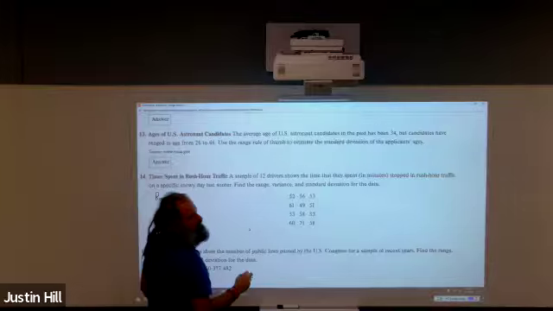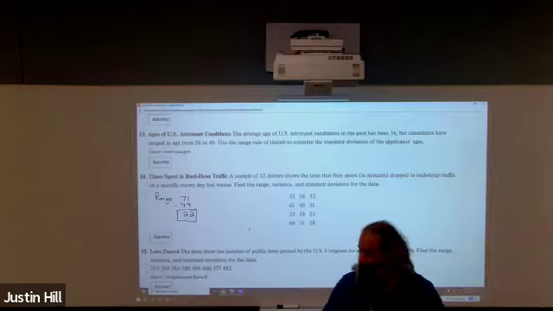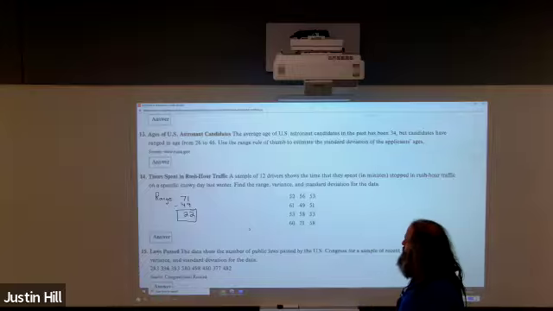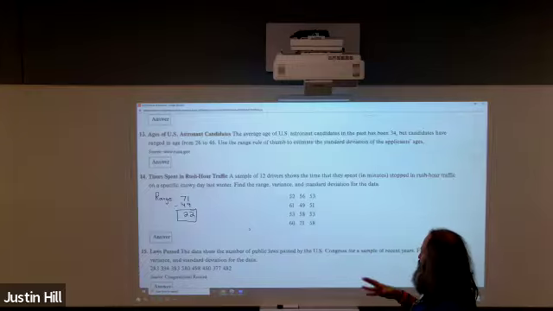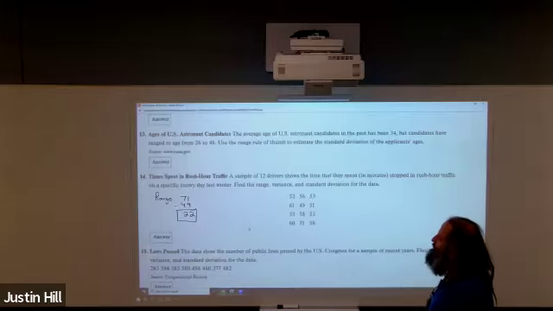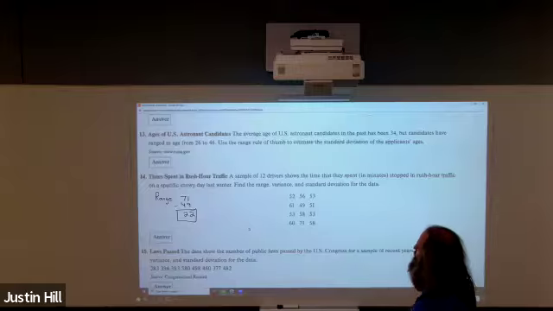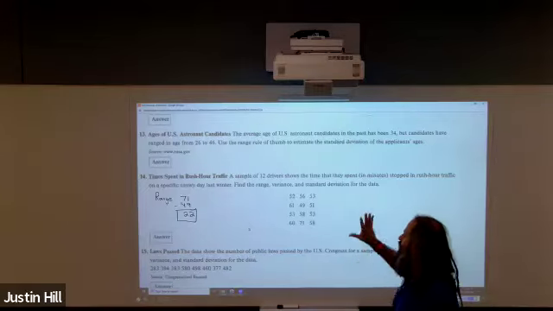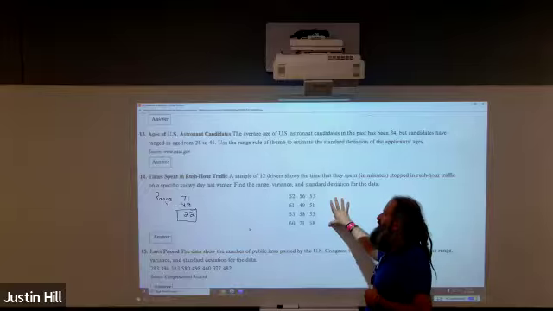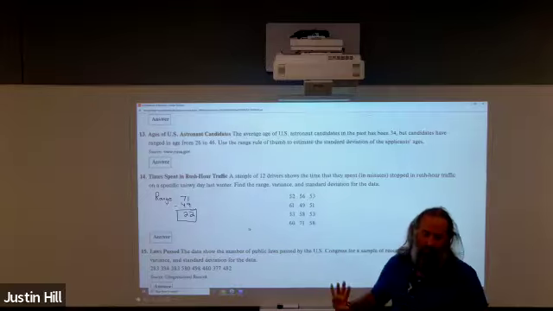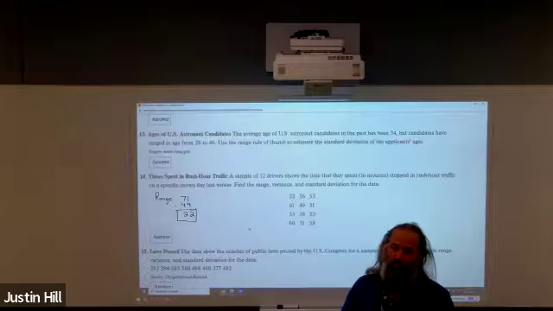By the way, let's talk about the context of the problem. So this is a sample of 12 drivers that shows the time they spent in minutes stopped in rush hour traffic on a specific snowy day last winter. Find the range, variance, and standard deviation for the data. So this is one particular snowy day, and notice they go out of the way to say this is a sample of 12 drivers.